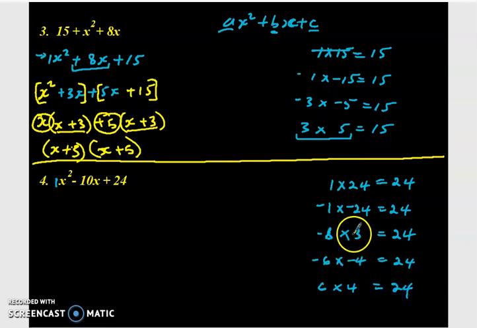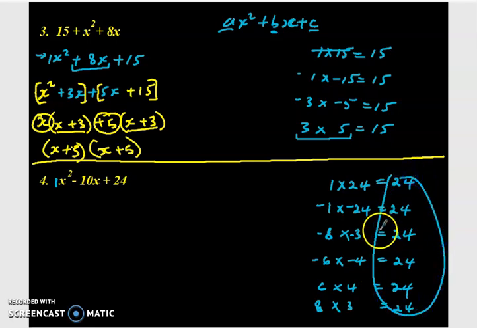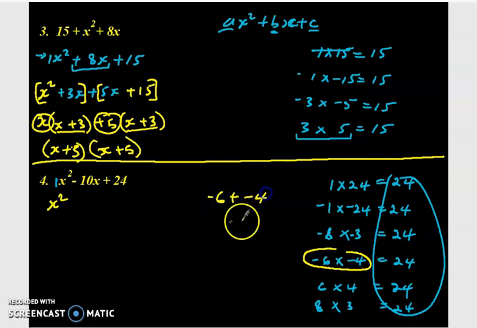And also 8 times 3 gives a positive 24. So all of these multiply to give you the 24, but which two can you add to get a minus 10? Alright, so x squared, and I will choose minus 6 minus 4, because if you have minus 6 plus minus 4, this will give you minus 10, which is what we have here.